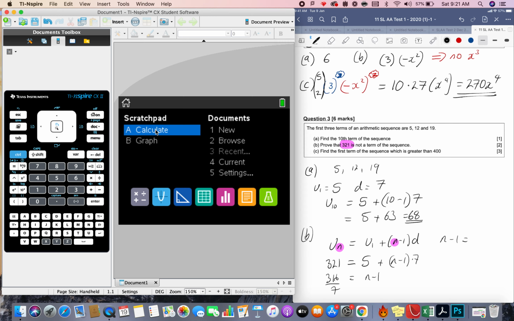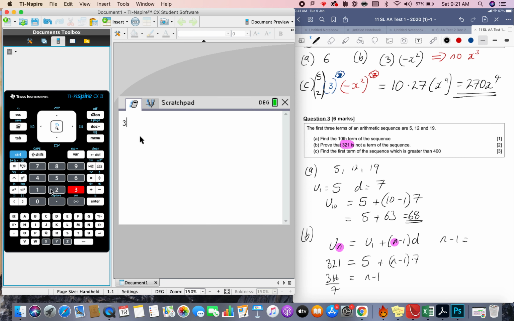Let's just put it on Scratchpad here, that's fine. We've got 316 divided by 7. We do control equals, and we get 45.14. So n equals 46.14. Therefore, 321 is not in the sequence, because n is not an integer. It's a bit of a fancy way of writing it at the end there.